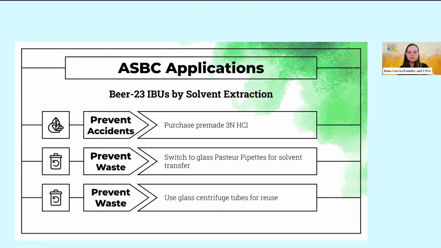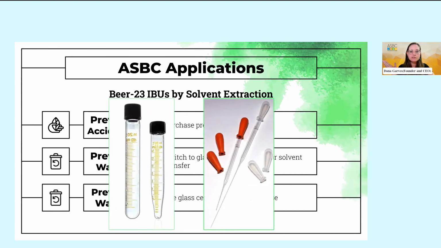This idea came from Amy Todd at Zymology Lab. She introduced me to using glass centrifuge tubes for IBU extraction, and it is a really good way to, one, not have to struggle procuring plastic centrifuge tubes, but also for preventing waste and protecting our environment. So those are examples of the glass centrifuge tubes, and then also the glass pipetters.